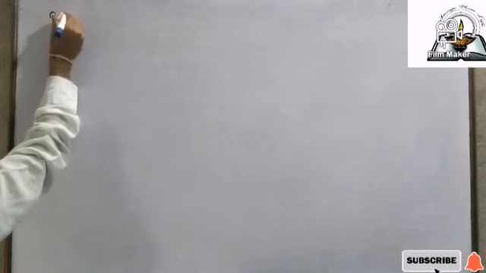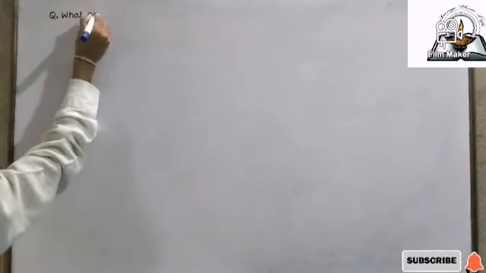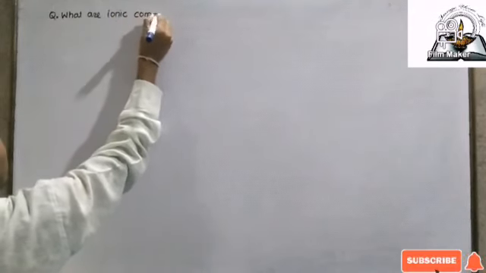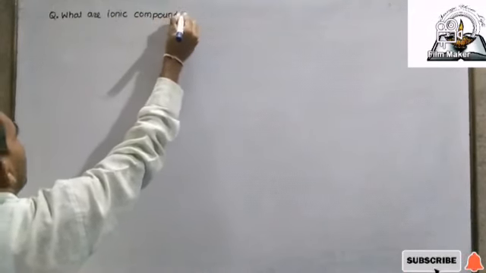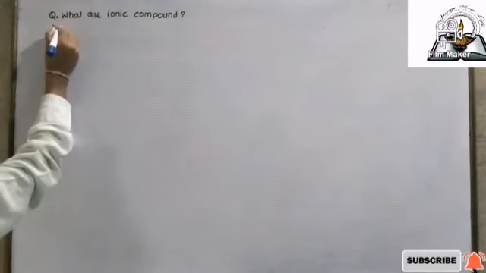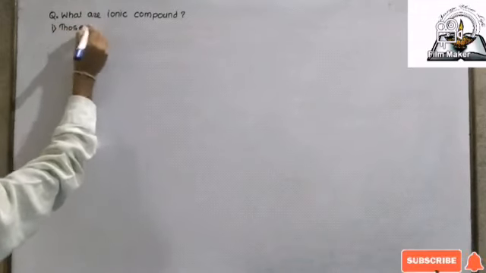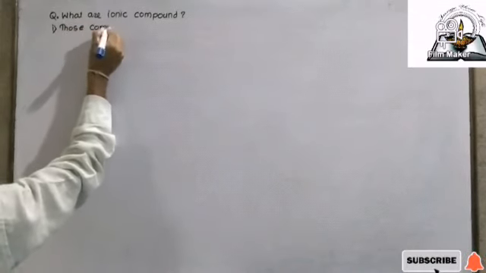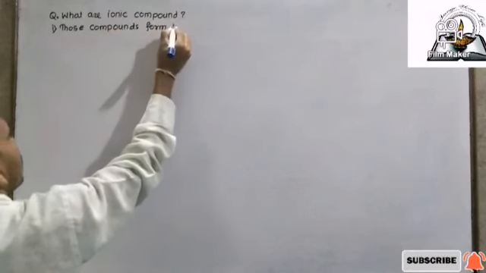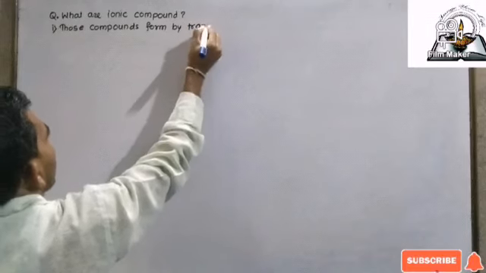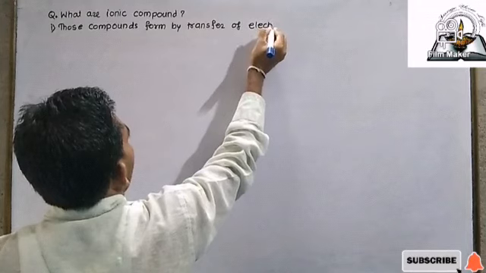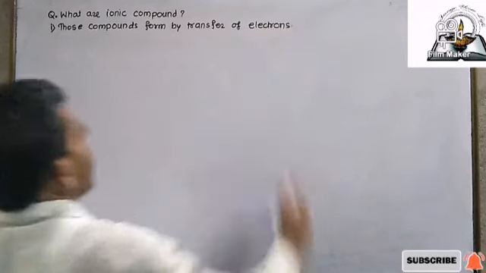So what are ionic compounds? So हम इसके बारे में लिख सकते हैं, what are ionic compounds. So those compounds formed by transfer of electrons is called as ionic compounds. याला आपण ionic compounds म्हणतो, बरोबर ना?